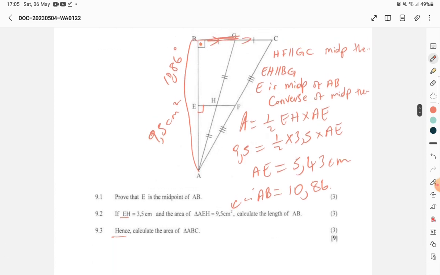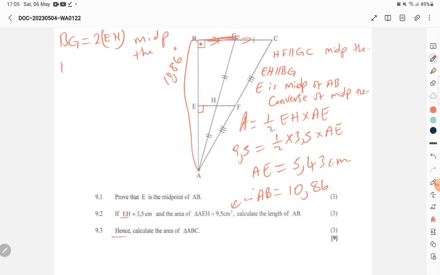So it is very important now to use the information that we have: the height of this triangle is actually 10,86. Then we also know that BG is double EH, equal to 2 times EH, and the reason is the midpoint theorem. We did prove that this side is equal to that side, so we do have the midpoint theorem.